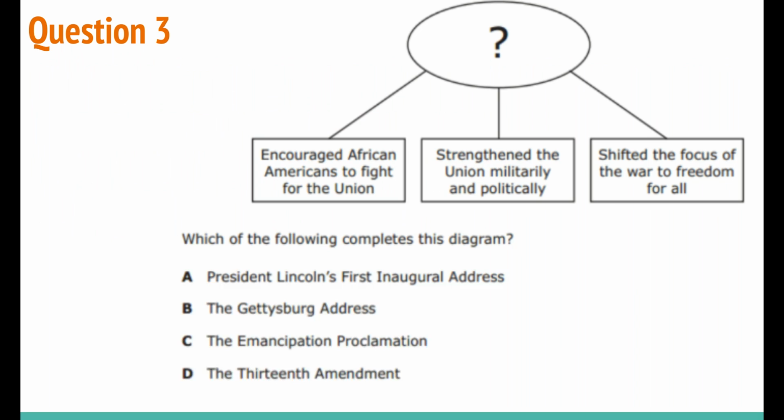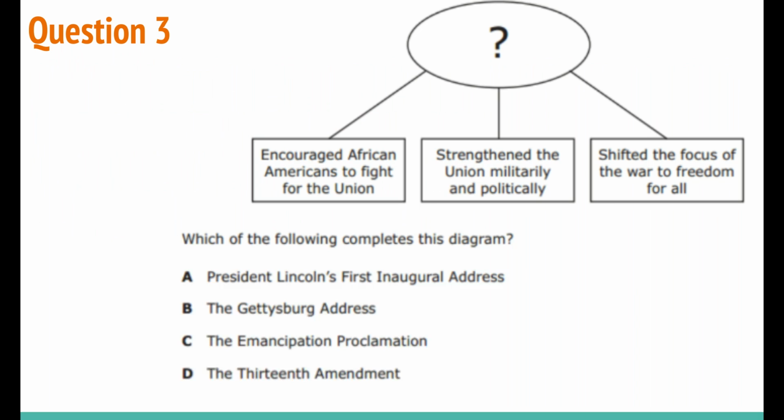Was it A, Lincoln's first inaugural address? B, the Gettysburg Address? C, the Emancipation Proclamation? Or D, the 13th Amendment? Which of these would have done those things? Pause it if you need to.